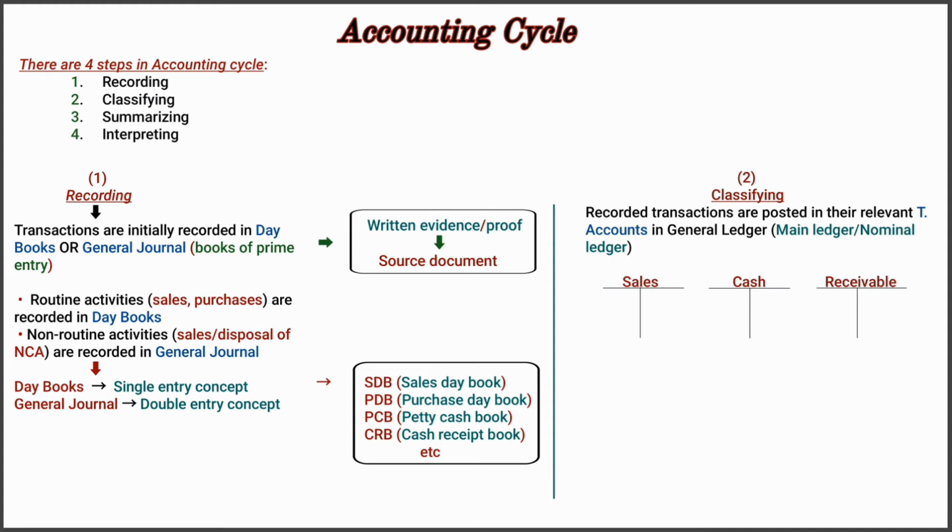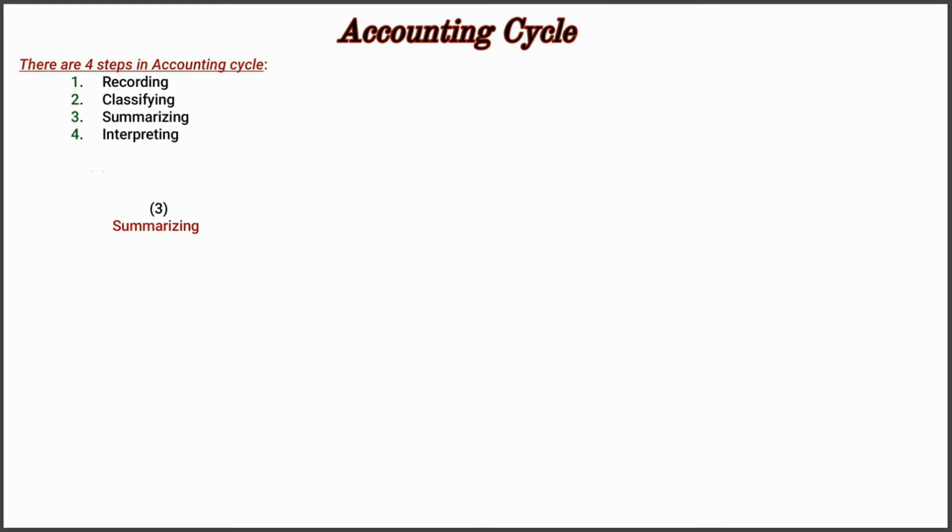This process continues throughout the year, and these accounts should be balanced off at the end of the accounting year. And their results are drawn, which is also called the brought downs or closing balances. Step number 3 is summarizing. In this step, first of all, we prepared a trial balance with the help of brought downs or closing balances generated from T accounts.